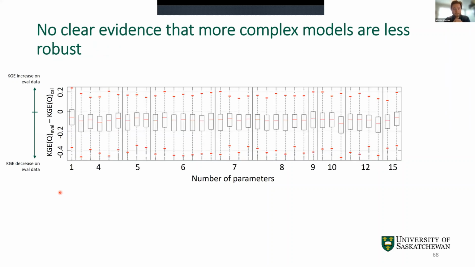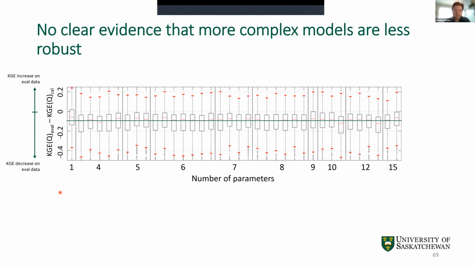And again, here are the results for all of our models. Here's a line to guide your eyes. And what we see is that, in approximately a quarter of these cases, maybe a little bit less than a quarter, performance goes up when you give the models new data. And in the other cases, performance goes down. But this does, again, not really seem to relate to the number of model parameters.